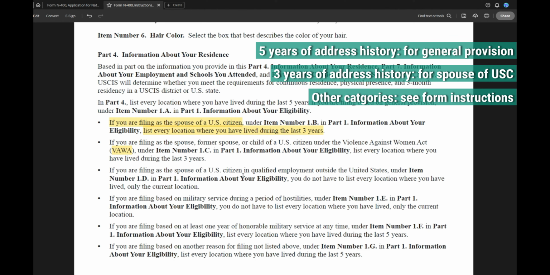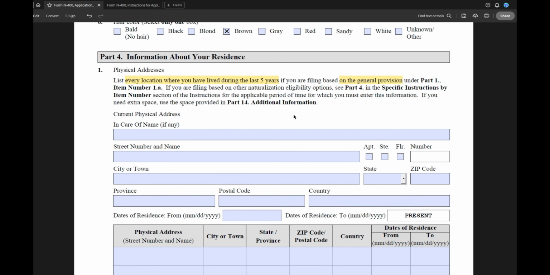If you are a spouse of a US citizen who is employed outside the United States, you only need to list the current location. If you're applying based on the military service, you only need to provide the current location. And if you are applying based on honorable military service at any time, then you need to provide the 5 years history. Jane, in our case, is applying based on her marriage to a US citizen, so she only needs to prove her continuous physical presence in the United States for the past 3 years.